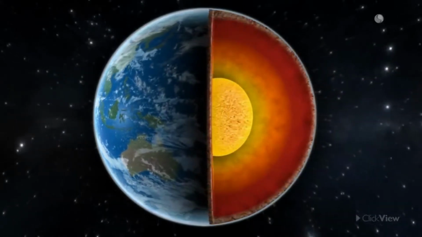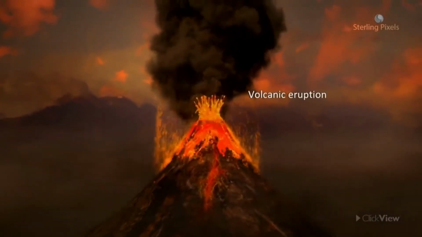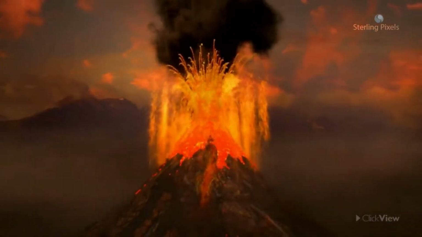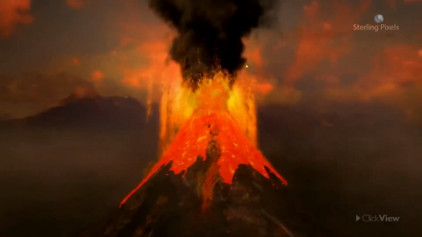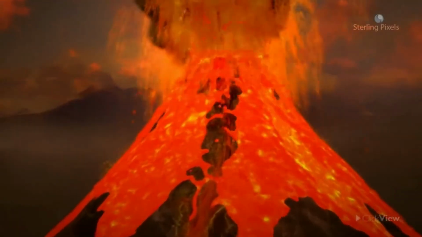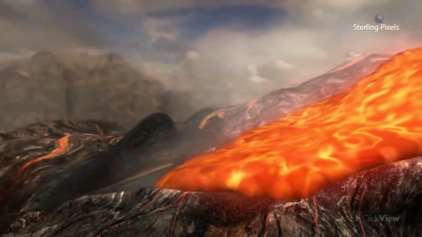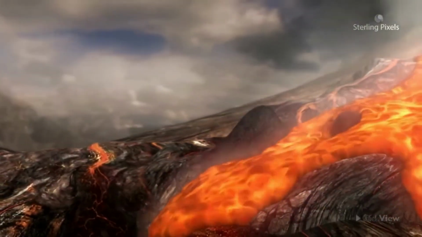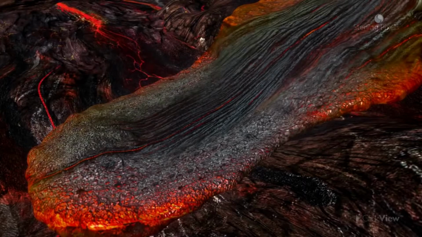The liquid rock material we see here coming up the volcano is the magma. Here you can see the volcanic eruption. It is a hot liquid made of molten minerals. When this magma reaches the Earth's surface, it is known as lava. The cooling and solidification of lava at the Earth's surface results in the formation of extrusive igneous rocks, otherwise known as volcanic rocks. Due to rapid cooling, their crystals are fine-grained.